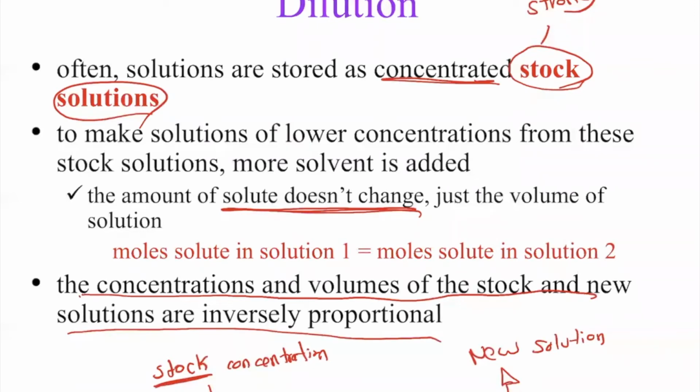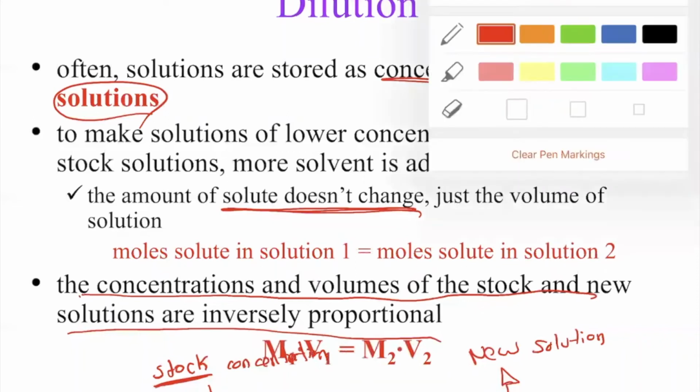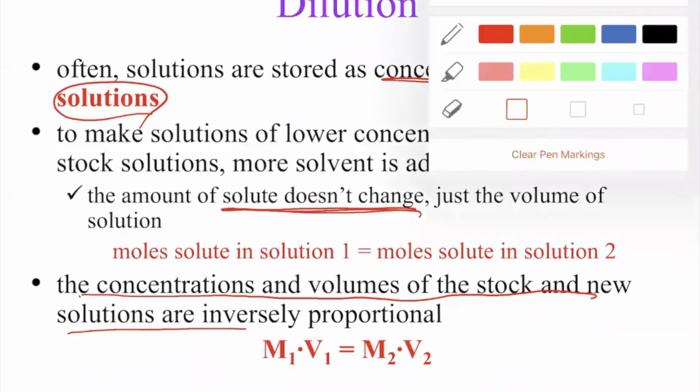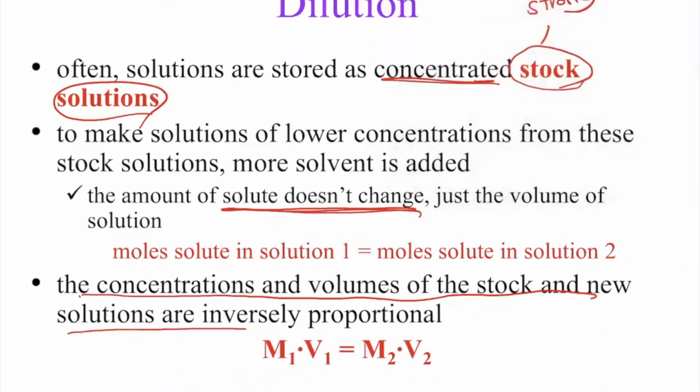The way to put it together is by using M1V1 equals M2V2. That is going to be the equation. So M1 represents the stock solution, the original. So this is stock. M2 represents the concentration of the new solution. V1 represents the concentration of the stock solution. Sorry, the volume of the stock solution. V2 represents the volume of the new solution.